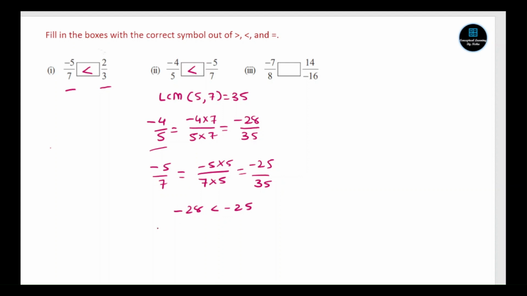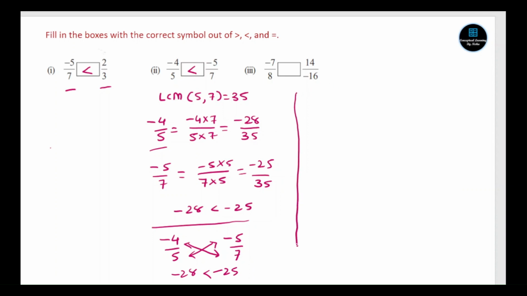Okay. One more method I'll show you. See, minus 4 upon 5 is there, minus 5 upon 7 is there. I'll just cross multiply these two. So I'll get minus 28. And here also I'll just cross multiply, I'll get minus 25. So this is greater. So I can compare this way also. I hope you understood that.